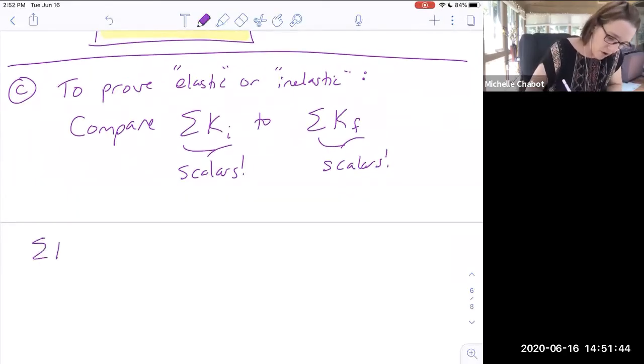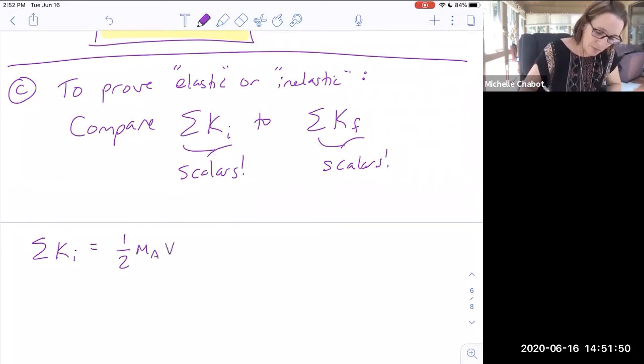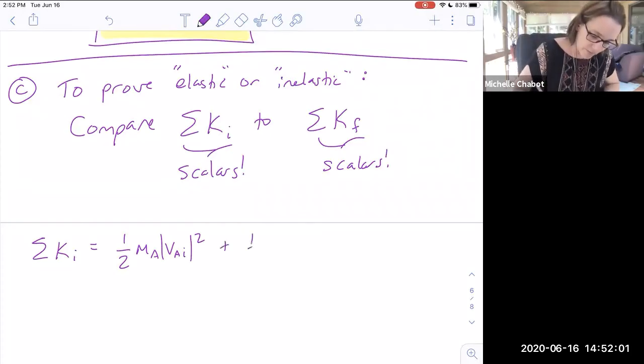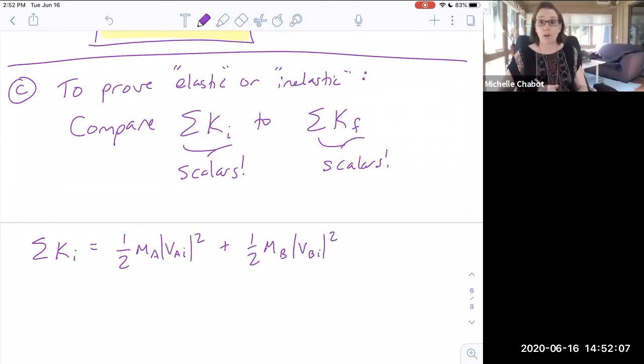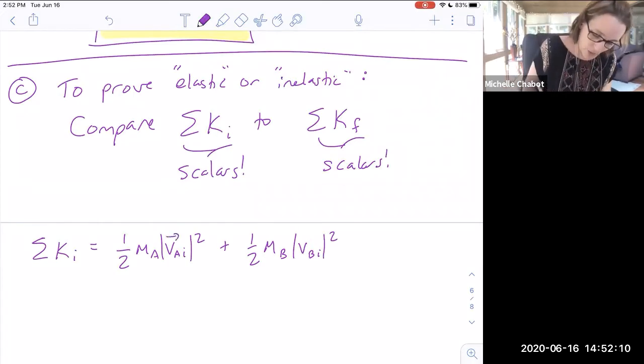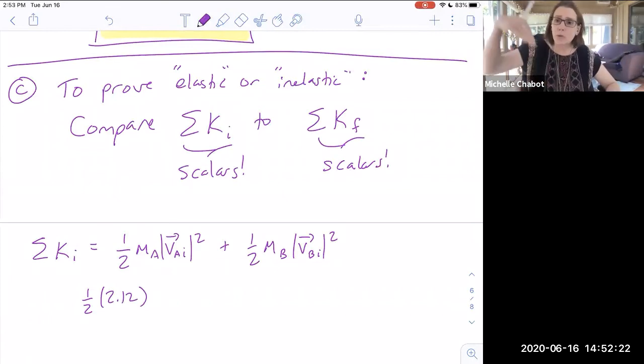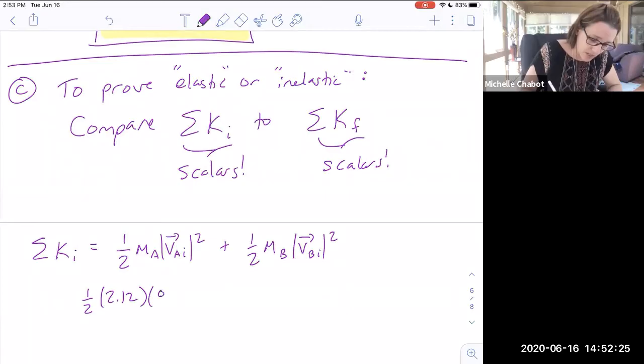So the sum of all initial kinetic energies would be 1/2 times the mass of A times the initial speed of A squared. So no X's and Y's here. We're dealing with energy. Energy has no components. Plus 1/2 times the mass of B times the initial speed of B squared. So again, I'll make those as speeds. And so if we look at this, I'd have 1/2 times 2.12 kilograms. And the initial speed of A, well, it was only headed in one direction. So the speed we were given was just 8.32.